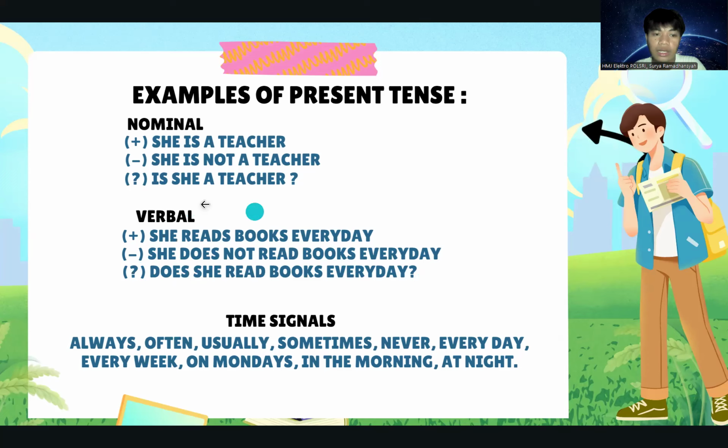Just like you look in here, you use s, or we add s, in the verb in this sentence. We use the verb read, and we add s. We add s in the verb. But in negative and interrogative form, we don't add s in the verb.